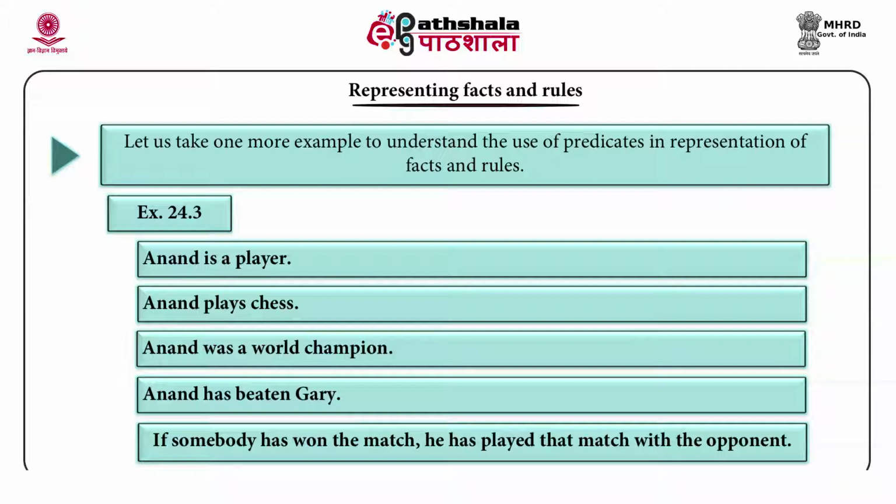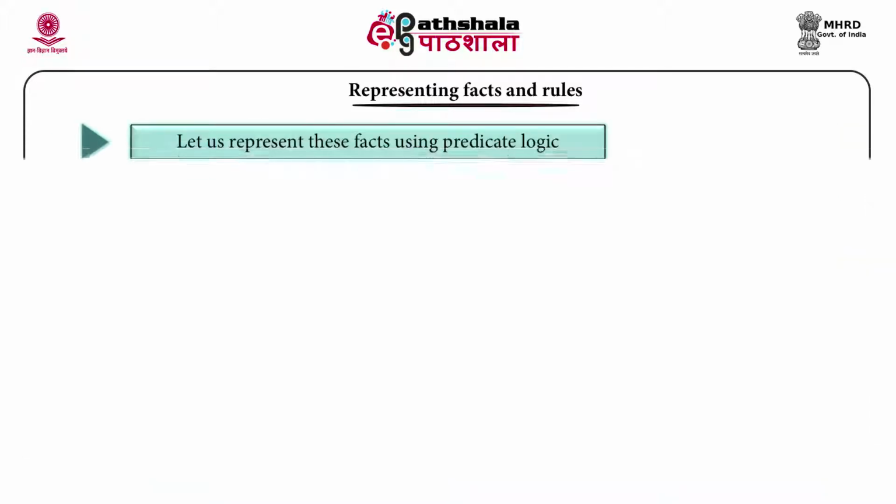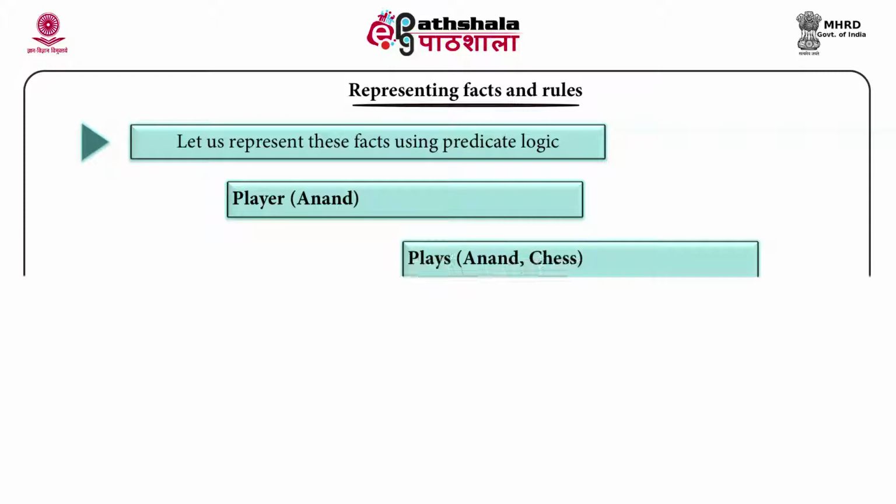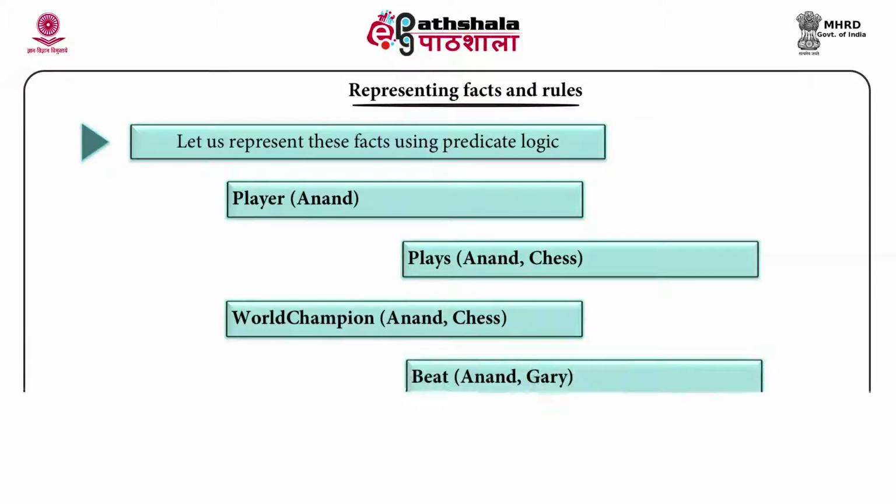Now, how do you prove? When you want to prove this, you will have to convert this into predicate logic, and then you will have to have some method of inference. So, this is what we will do. You can see that predicate logic representation on the next slide. Player Anand, plays Anand chess.